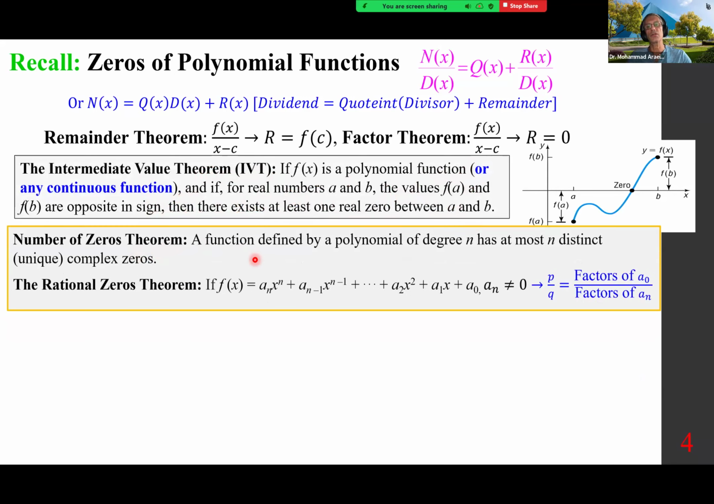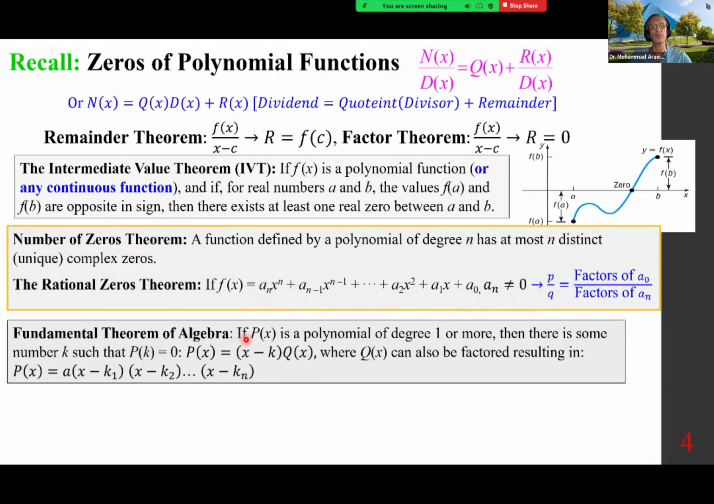Number of zeros theorem: a function defined by a polynomial of degree n has at most n distinct unique zeros, complex zeros. The rational zero theorem indicates that if f of x is in the format that was mentioned before, then all possible rational zeros are in the form of p over q, where p is a factor of a sub 0, the constant, and q is one of the factors of a sub n, the leading coefficient.